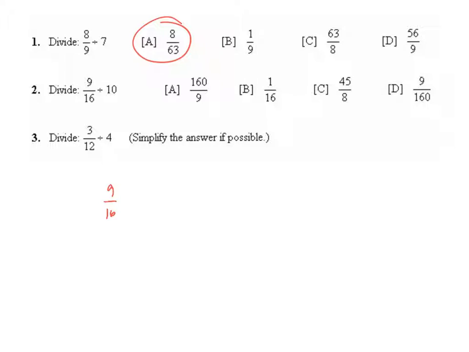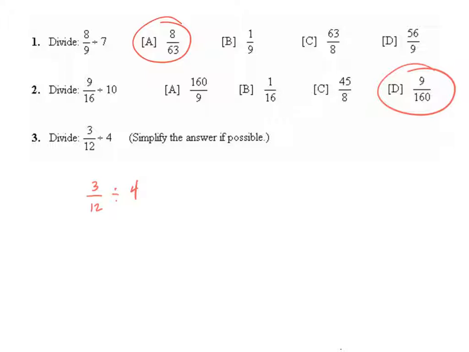Question 2 is divide 9/16 by 10. So I really want to take 9/16 and find 1/10 of that, which means I'm going to multiply it by the reciprocal of 10, which is 1/10. I then get 9/160, which is D. If you really wanted to, you could draw a model out and draw 9/16 and then find 1/10 of 9/16. But you don't really need to do that once you understand that division really is the same thing as multiplying by the reciprocal.